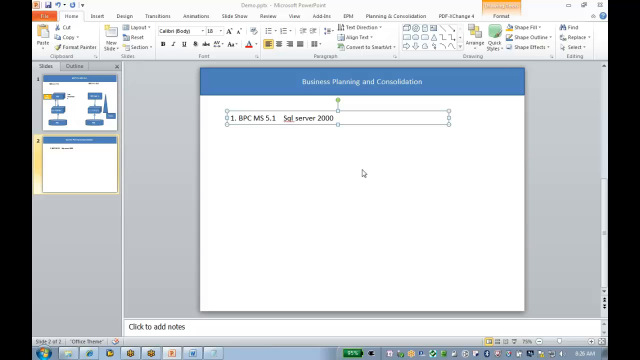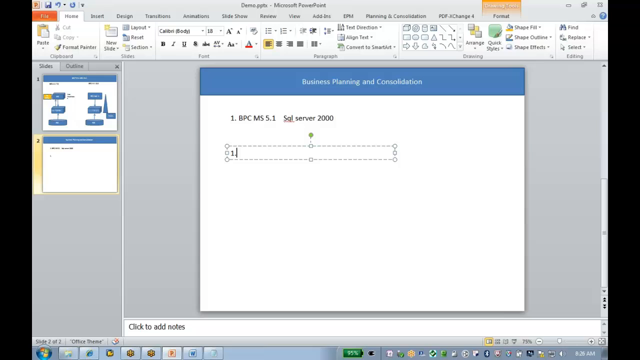So the first version is the Microsoft version. The backend for this Microsoft version is SQL Server 2000. This is in 2007. In December 2007 I got pre-sales training on this. That means it's in 2007. Then SAP worked on this BPC MS version.